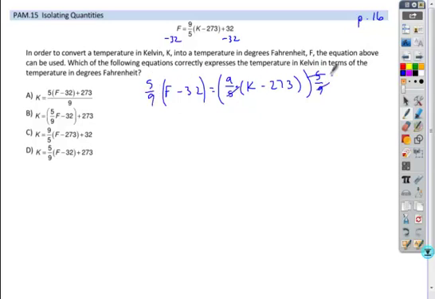So now those cancel, and I get 5/9 times this whole thing. Once again, you're not being expected to distribute that out and figure out what those numbers are. Just leave it in this form. And then the final step to isolate k is to add 273 to both sides. And so I get 5/9 times f minus 32, plus 273, as my solution, and that would be answer choice D.